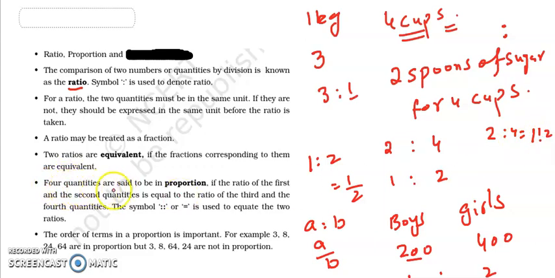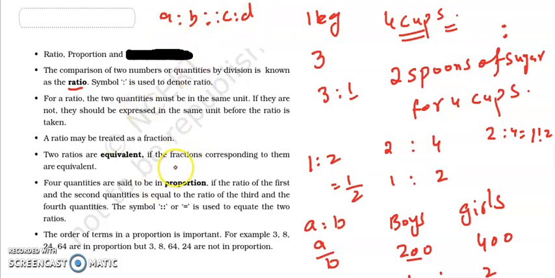And if we have four quantities, they will be in proportion if the ratio of the first and second quantity is equal to the ratio of the third and fourth quantity. Let's suppose we have four quantities A, B, C and D. If the ratio of the first and second is equivalent to the ratio of the third and fourth, then we say they are in proportion and we use the four dots. I will read it: A ratio B proportion C ratio D.